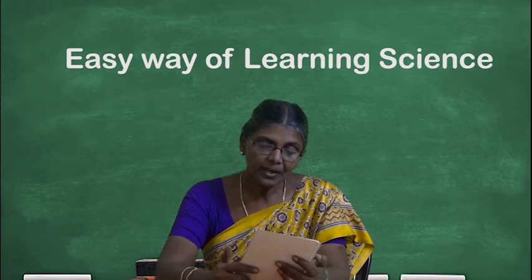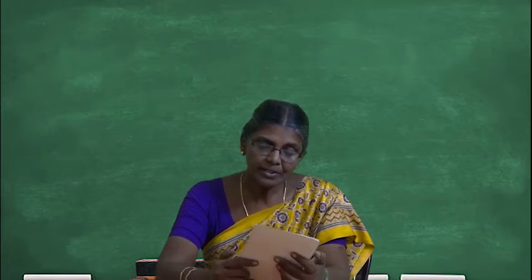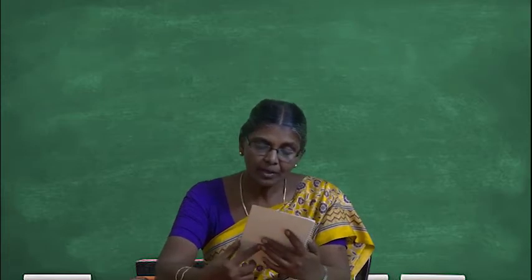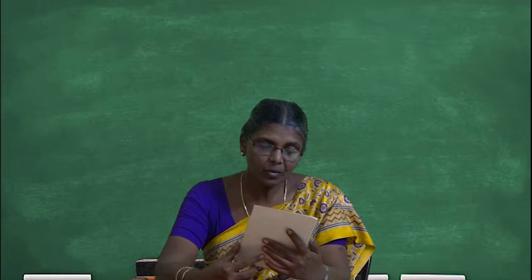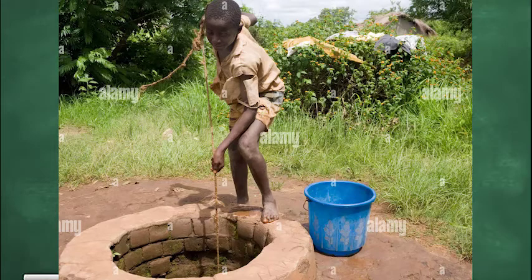In science we have simple machines. What is it? It is a device to make our work easier. One example I give you now. In earlier days, water was taken from the well by applying force against gravity. So it was difficult to take water from the well.